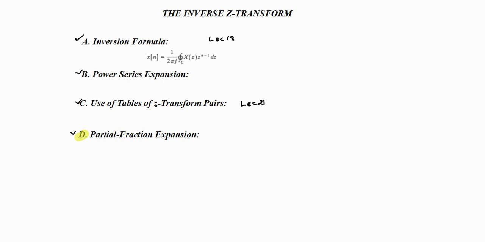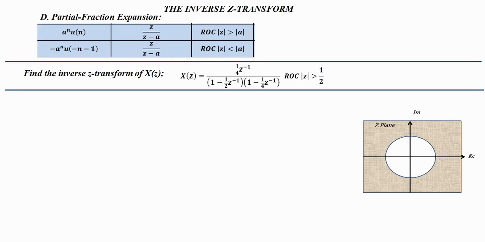Now we will see what I mean by the partial fraction method, with one example. In order to attempt the partial fraction method we need some transforms. Here you can see a question: find the inverse Z transform of X of z, given by 1 by 4 z raised to minus 1 divided by 1 minus 1 by 2 z raised to minus 1 into 1 minus 1 by 4 z raised to minus 1. Here the ROC of the signal X of z is given by modulus of z greater than 1 by 2.